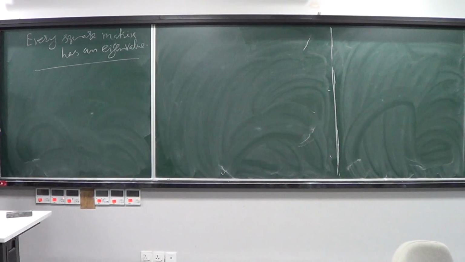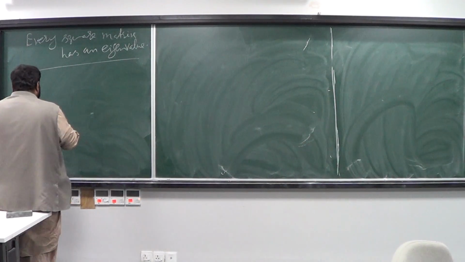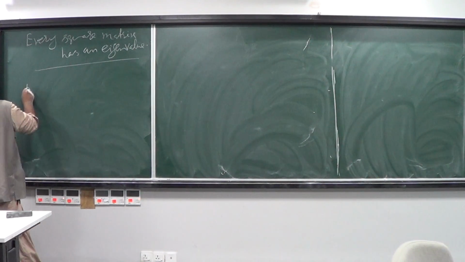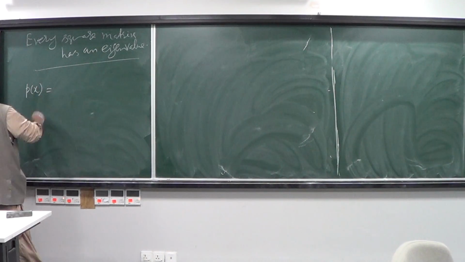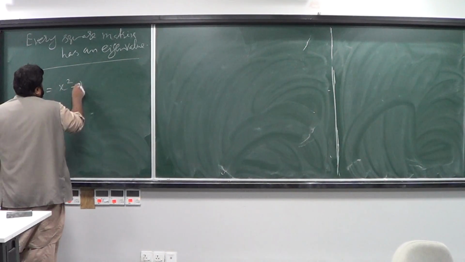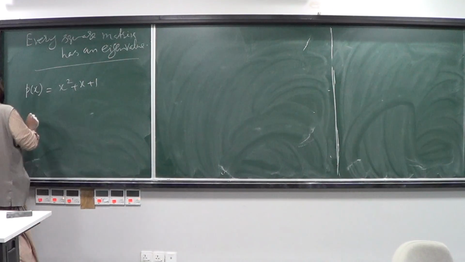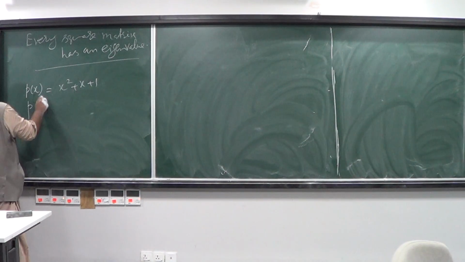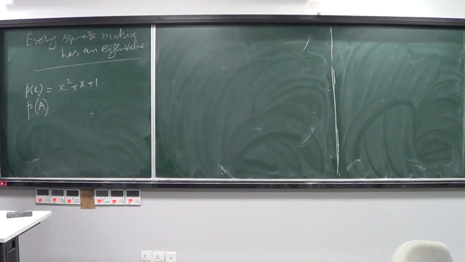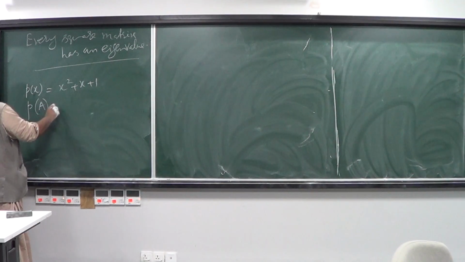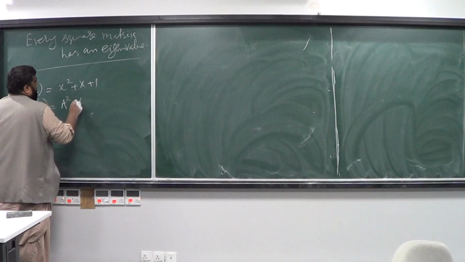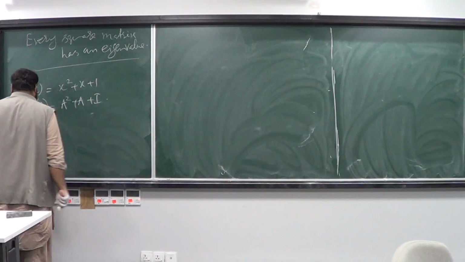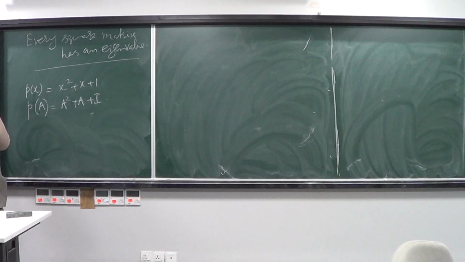Okay. Now we know that if you have, for example, a given polynomial, say p of x, that is say x squared plus x plus 1, and if in this polynomial I put a matrix A, then P of A is going to be a matrix A squared plus A plus the identity matrix. Okay? It's going to be the identity matrix, it's going to be A.